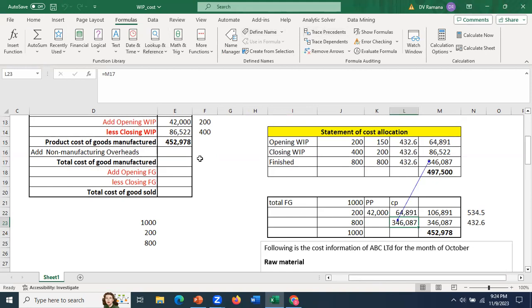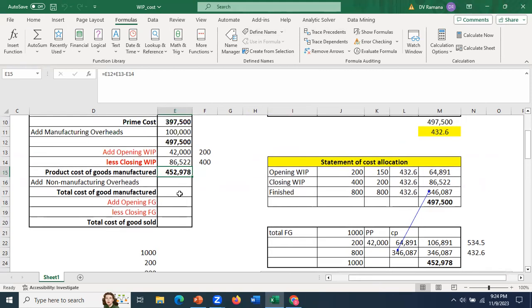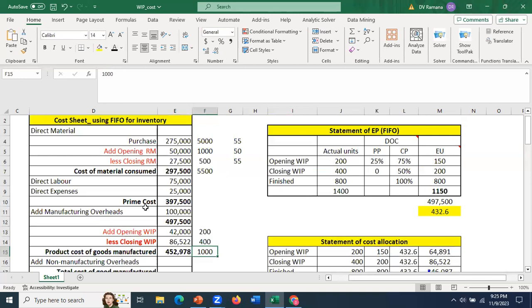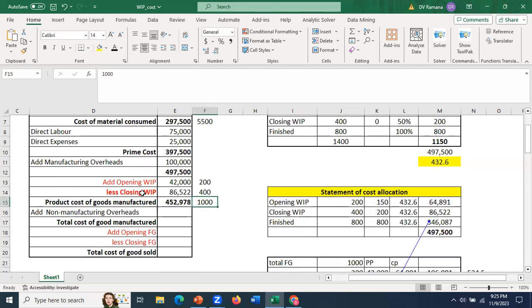The summation of this is equal to 452. So 452 is the cost of that 800, okay, 1,000 units that we have produced during the period. So 1,000 units that we calculated in this exercise by using an assumption of FIFO. We can deviate from that, but for the time being, we'll stick to that. The rest are very straightforward.